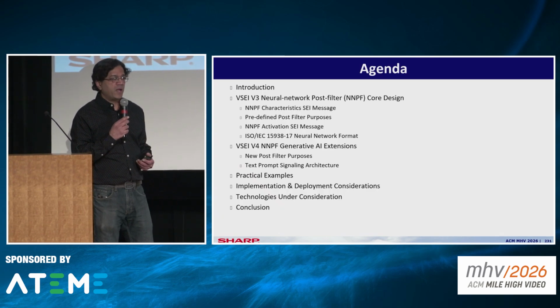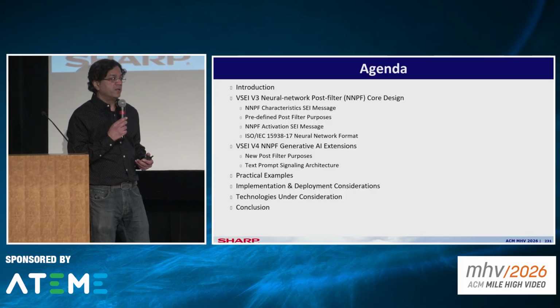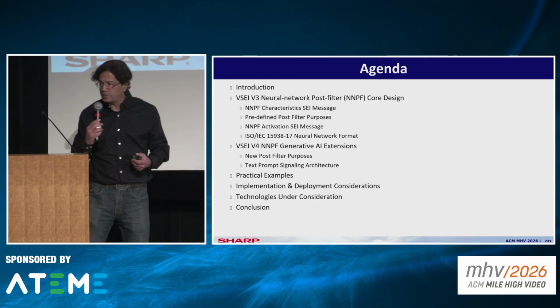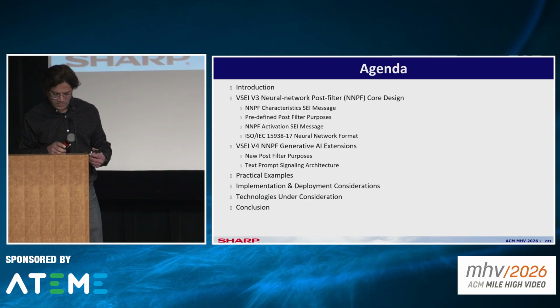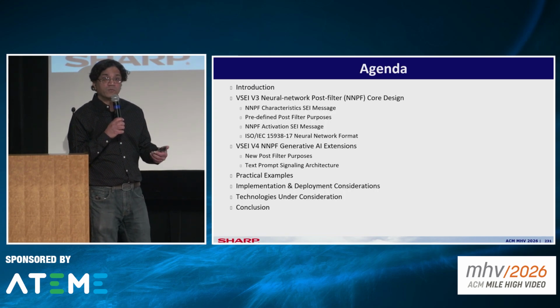So, in terms of introduction, I will describe what is called VSCI version 3, that is the versatile supplemental enhancement information messages, which includes the original neural network post filter design. And then in the newer version of that, called version 4, is where the generative AI functionality was added. So I will focus on that, show some examples, implementations. What is coming additionally in terms of technologies that are under consideration for further extensions, and some conclusions.